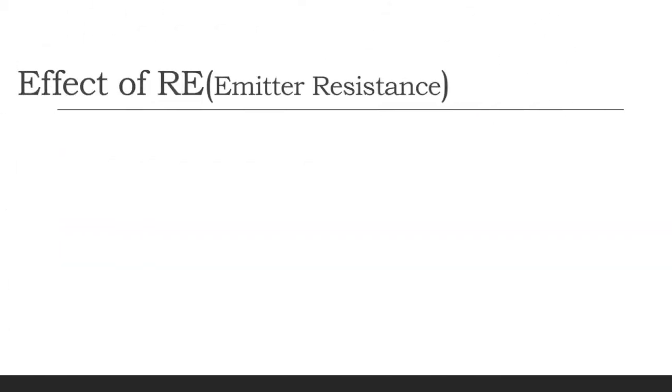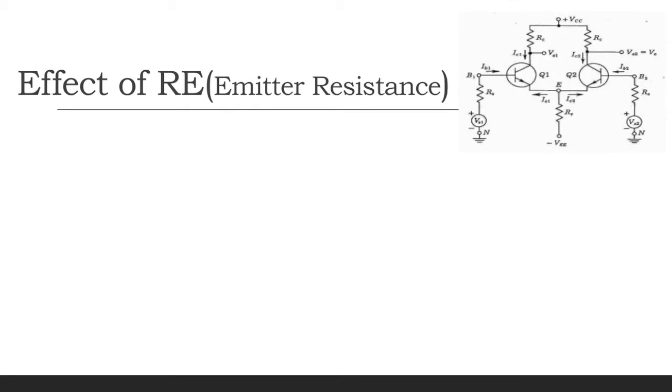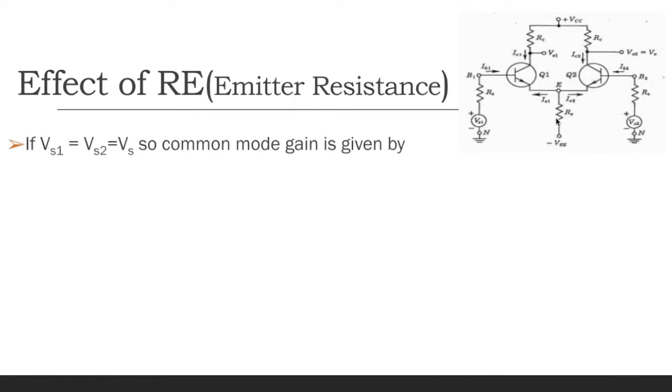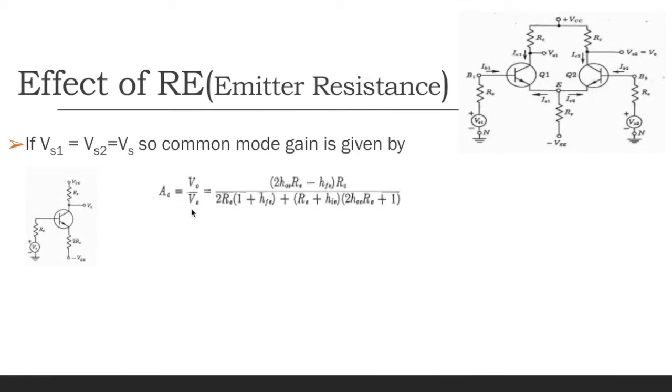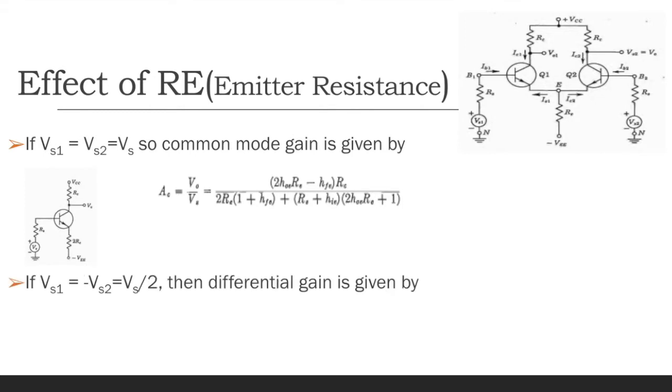Now this emitter resistance which is connected to both the emitter leads plays a very important role. If I have Vs1 equals Vs2 equals Vs, that is, if I have a common mode signal having a value of Vs, then the common mode gain is given by this formula here, and if Vs1 and Vs2 both are Vs by 2, that is, differential signal is given, then the differential gain has this formula.